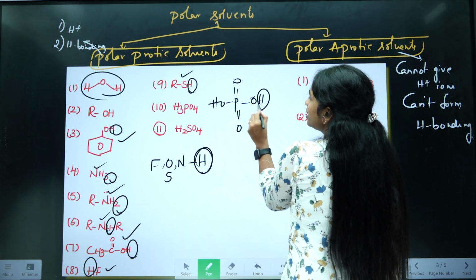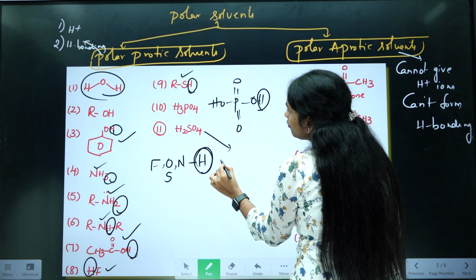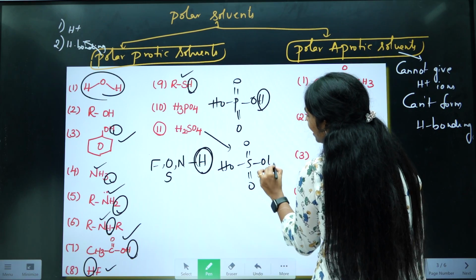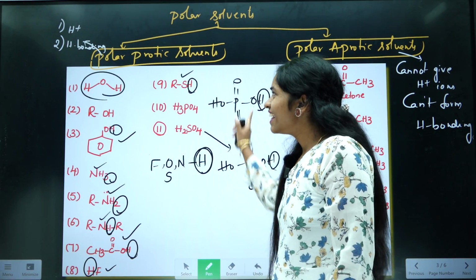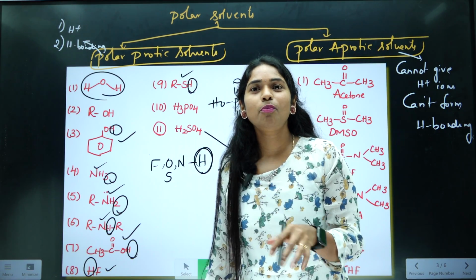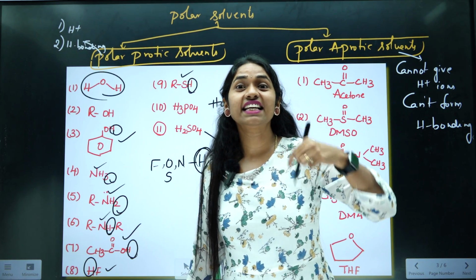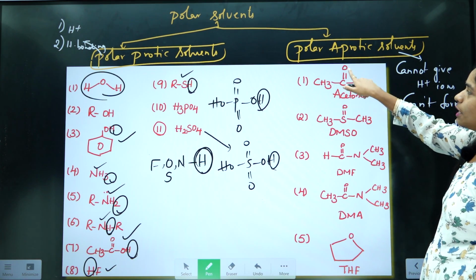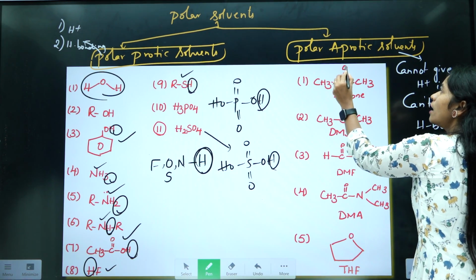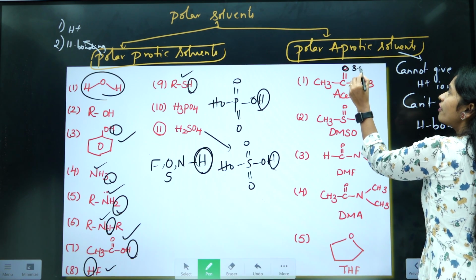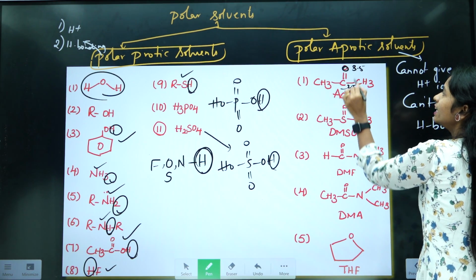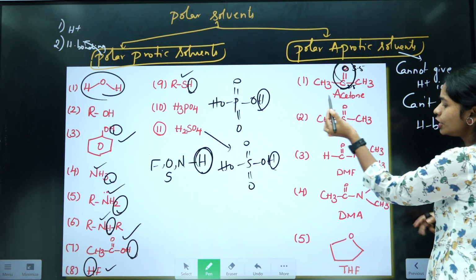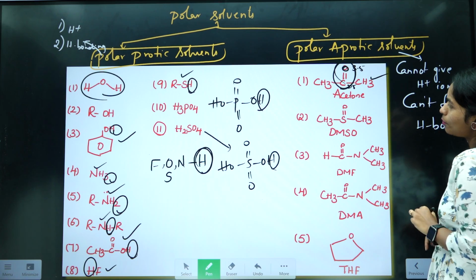So this hydrogen is connected with oxygen in sulfuric acid. See the structure, students, this hydrogen connected with oxygen, that's it. These are polar protic solvents, they give H plus ions. See the next one, acetone, CH3, C double bond O, CH3. See, this oxygen electronegativity is 3.5, carbon is 2.5, so there is an electronegativity difference. But there is no hydrogen to liberate. So it is a polar aprotic solvent.